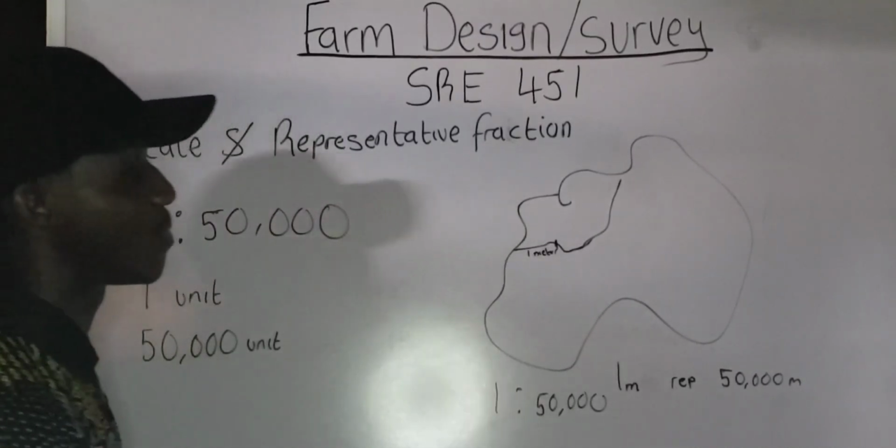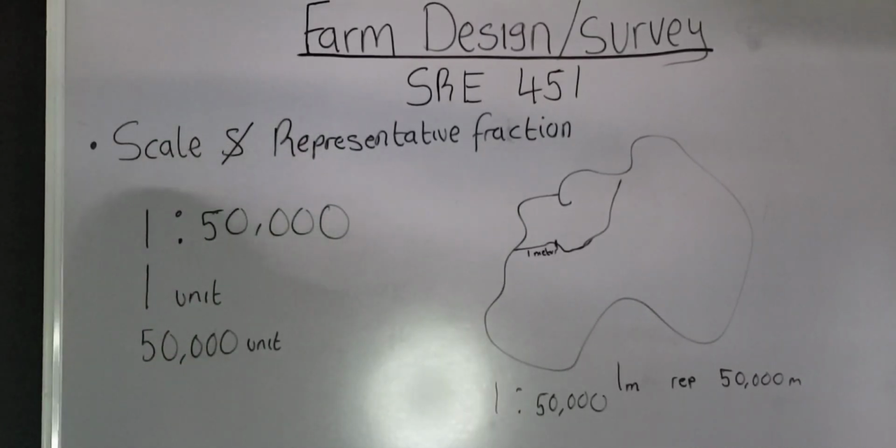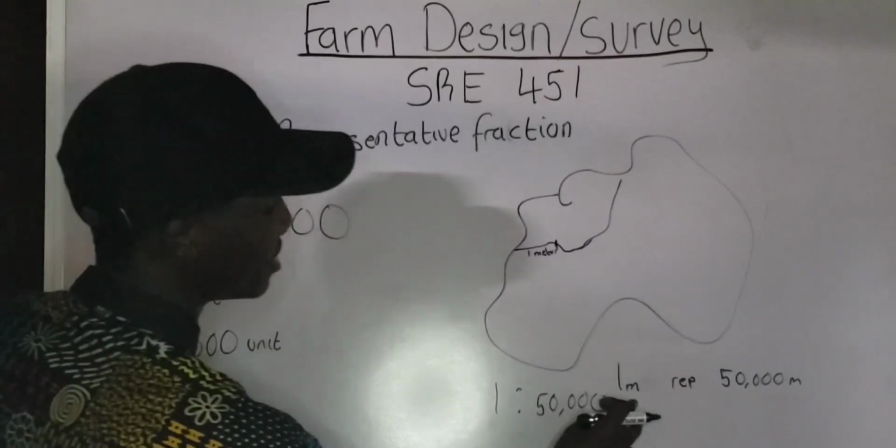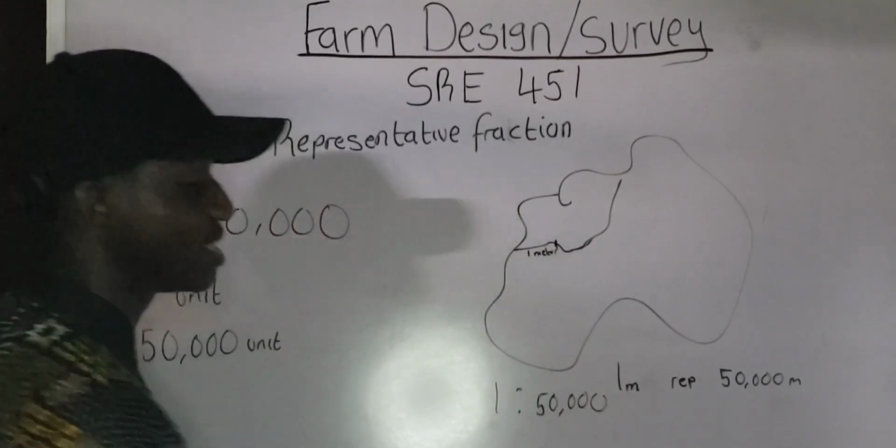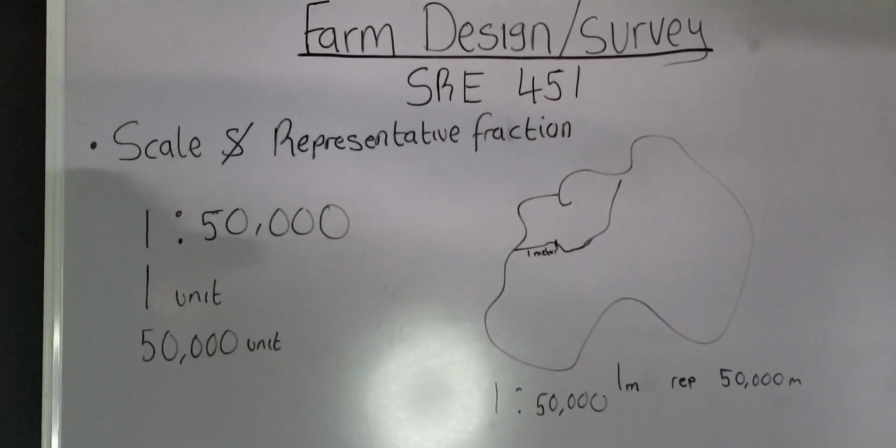So every map, when you look at it, you are going to see something like this. Maybe they can say 2 meter represents some distance. You understand? So that is what is meant by scale. Scale tells us how we have reduced the actual length of our measurement on the ground compared to what we have on the map. Do you understand?